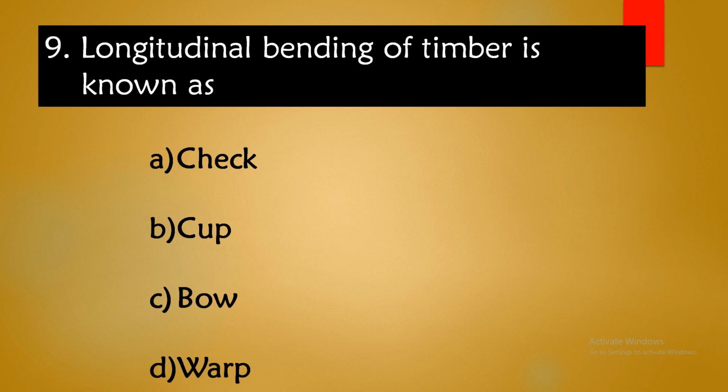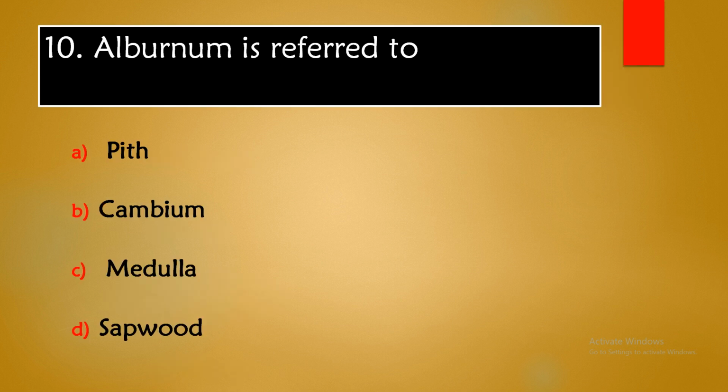Longitudinal bending of timber is known as: check, cup, bow, warp. The answer is longitudinal bending of timber is known as bow. Alburnum is referred to: pith, cambium, medulla, sapwood. Alburnum is referred to the sapwood. The other name for sapwood is alburnum.